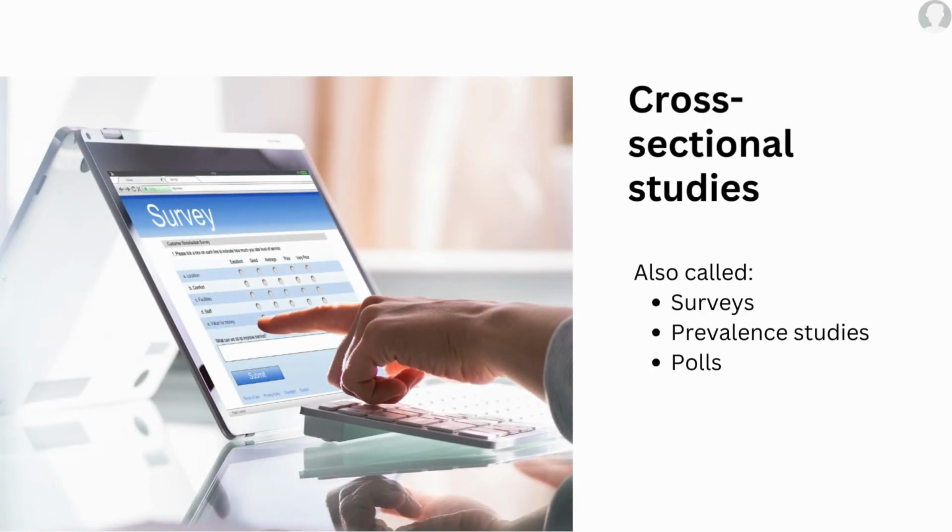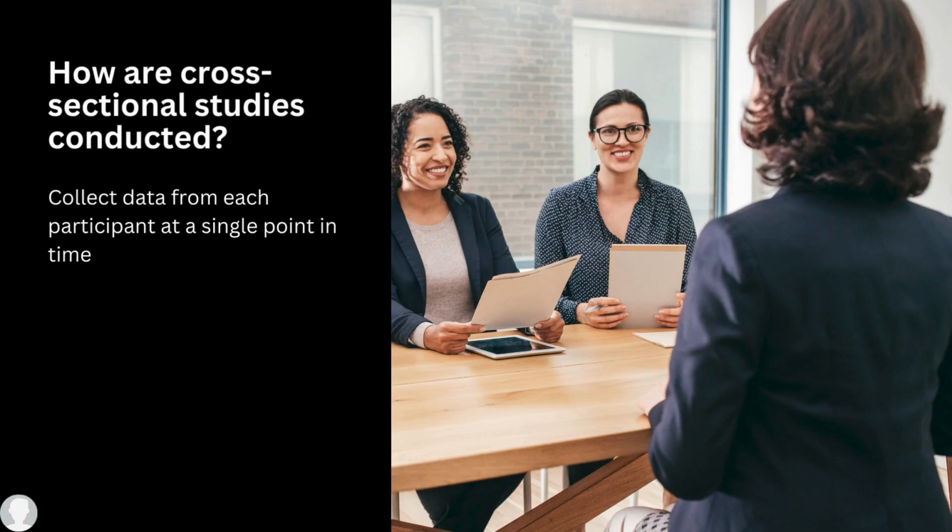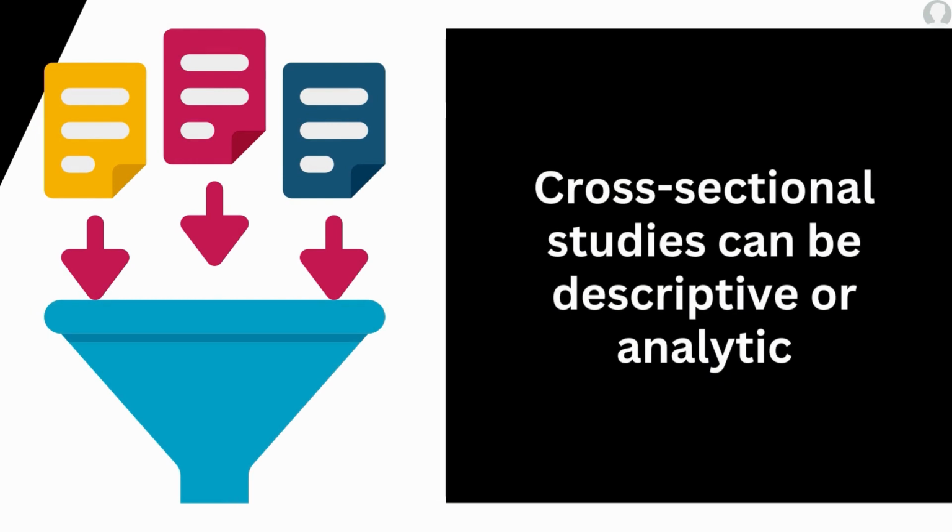Cross-sectional studies are also called surveys, or prevalence studies, or polls. Cross-sectional studies are conducted by collecting data from each study participant at a single point in time, only once. This is opposed to following people over time and asking them questions at various intervals, like longitudinal studies. Cross-sectional studies can be descriptive or analytic, depending on the goal of the study.